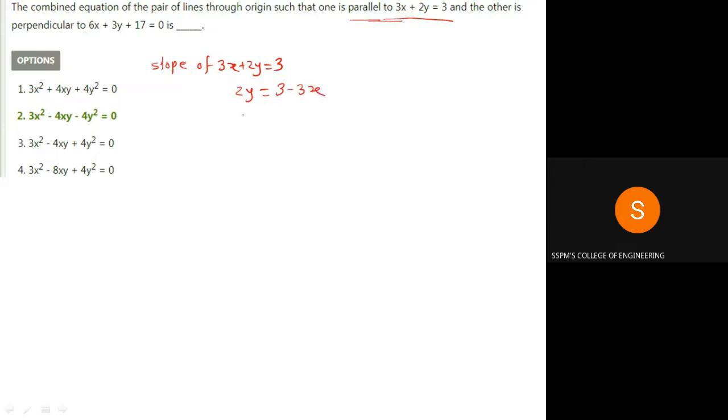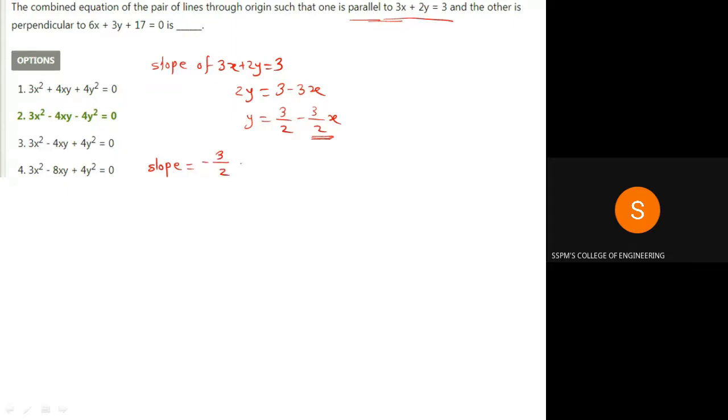Now we will divide the whole equation by 2. So y is equal to what? 3 by 2 minus 3 by 2 x. So what is the coefficient of x? The coefficient of x is the slope. So the slope is equal to what? The slope is equal to minus 3 by 2. That is the slope of the first line.